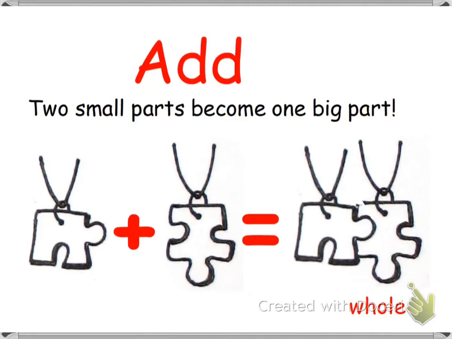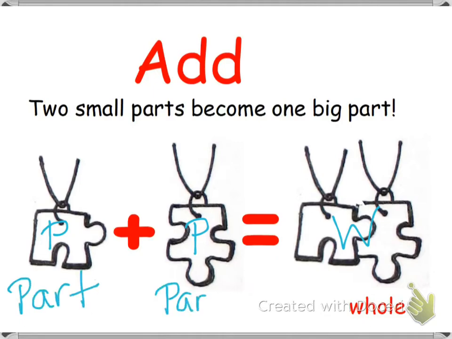So this is one part plus your other part equals your whole. Remember, the whole is both parts together. So remember, when you're adding, your part plus your other part equals your whole. You're putting both of those parts together to make that big whole.